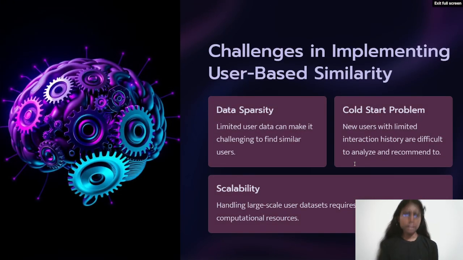Challenges in implementing user-based similarity: data sparsity, cold start problem, and scalability. Data sparsity: limited user data can make it challenging to find similar users. Cold start problem: users with limited interaction history are difficult to analyze and recommend to. Scalability: handling large-scale user datasets requires efficient algorithms and computational resources.